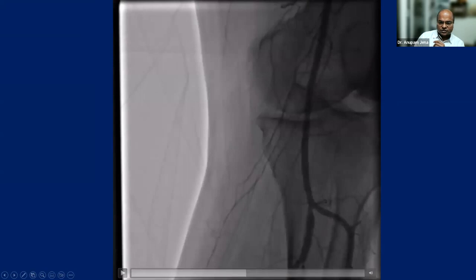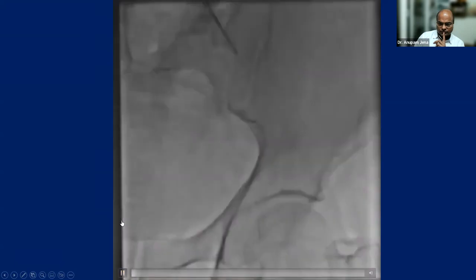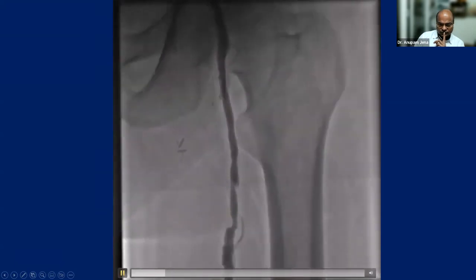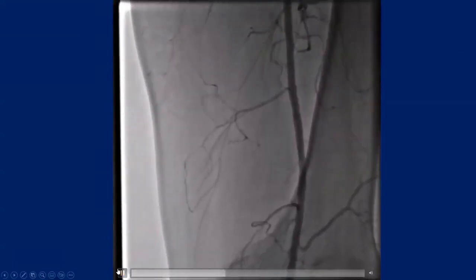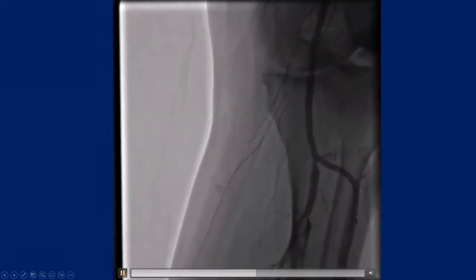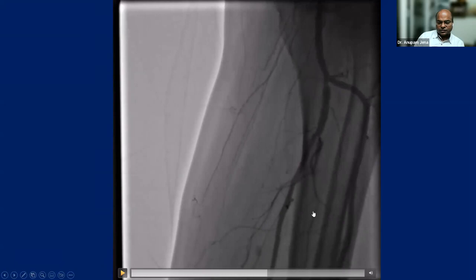I'll tell. This is the below knee angiogram, and in the below knee, I'm going step by step. The posterior tibial artery was occluded. The anterior tibial artery was flowing well. The peroneal artery did not have much flow. So the peroneal artery had a stenosis here. It appears to be a very small caliber artery, but the posterior tibial and the anterior tibial are good caliber arteries, and the posterior tibial was occluded.